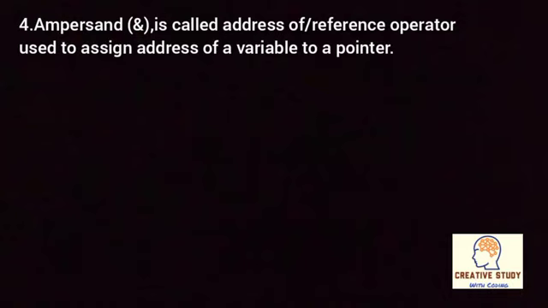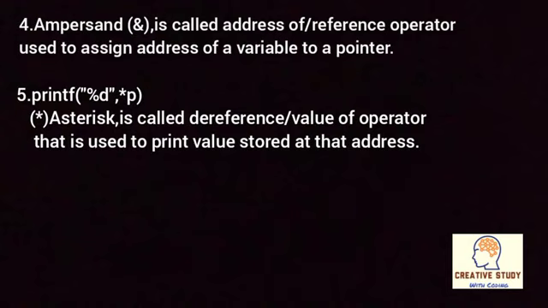Ampersand is called address of or reference operator that is used to assign address of a variable to a pointer. And in next statement, asterisk p is called dereference or value of operator that is used to print value stored at that address.